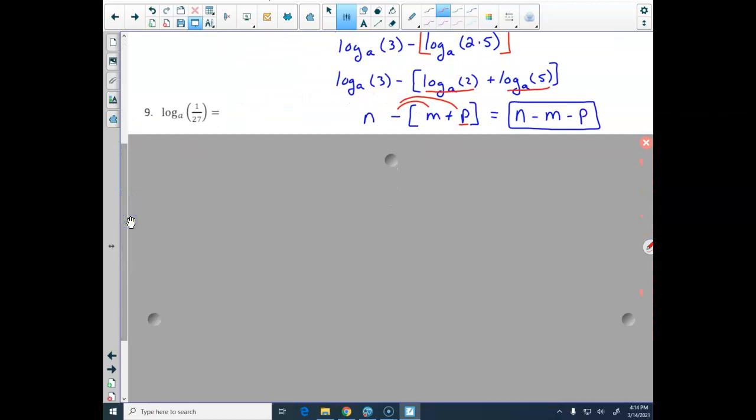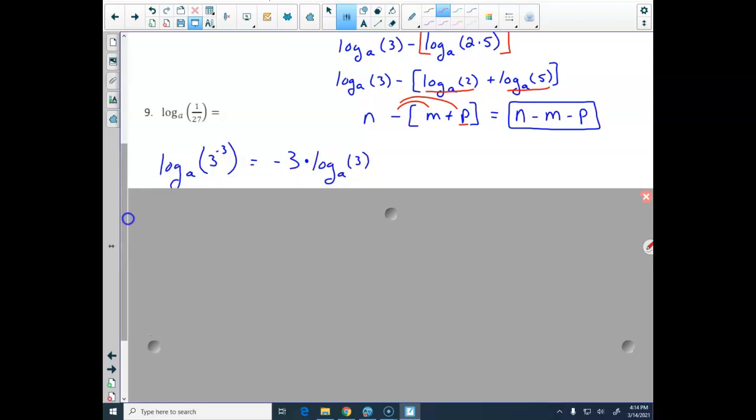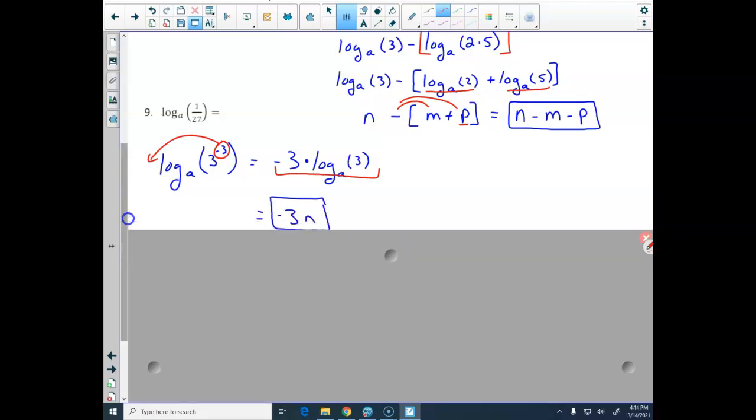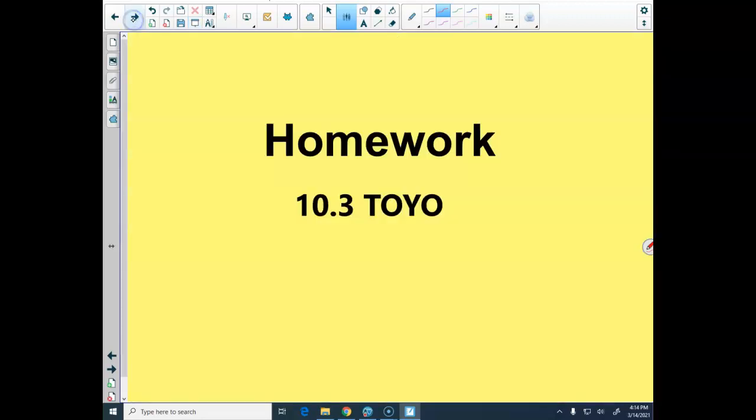Well, this log base a of 1 over 27, I like to see that as 3 to the negative 3. And if I use my property of a log and I bring that power down, I bring this guy down here, well, now I'm right here. Okay, well, that's negative 3 times a log base a of 3, which was n, so that's negative 3n. Okay, and from there, well, that's it.